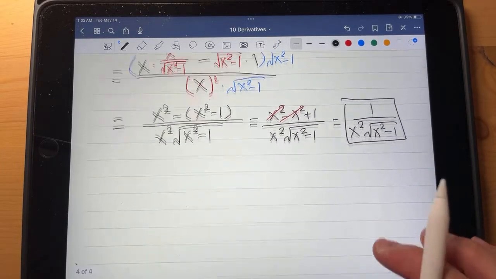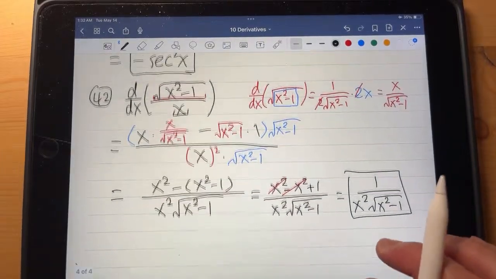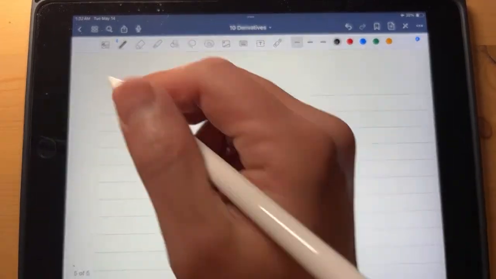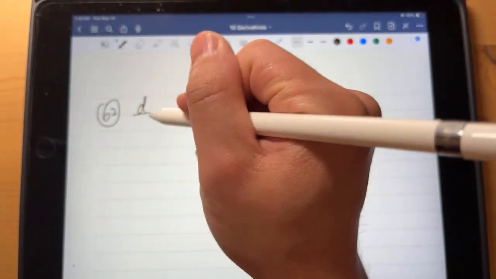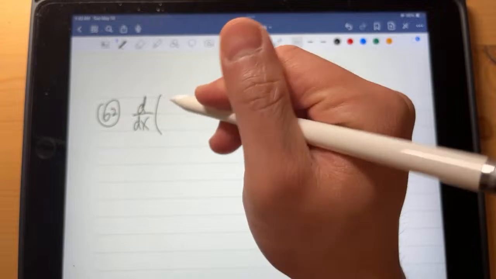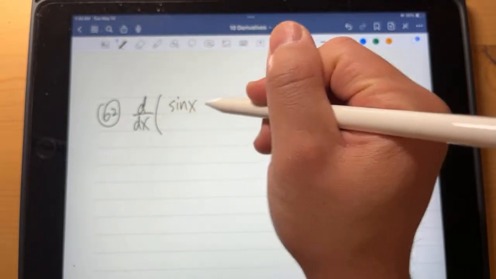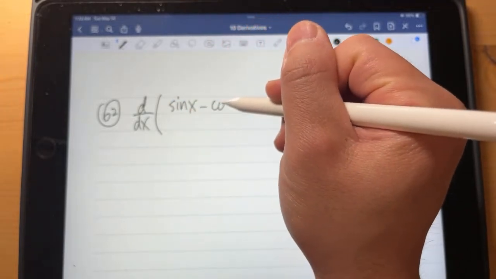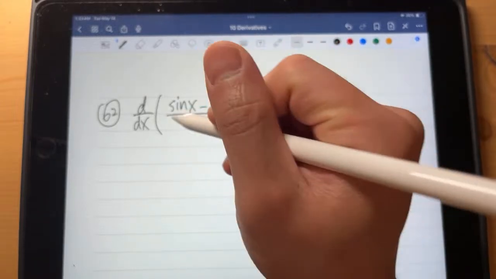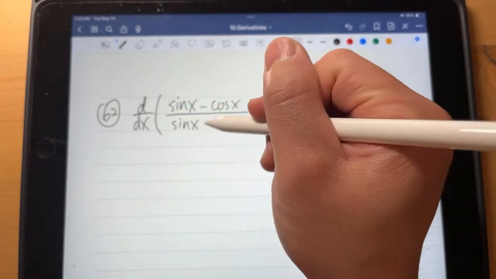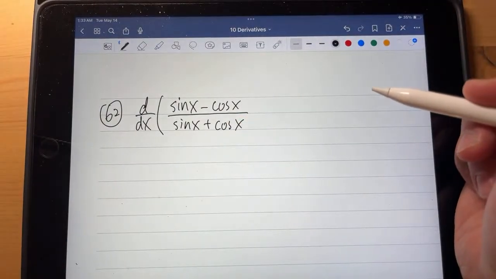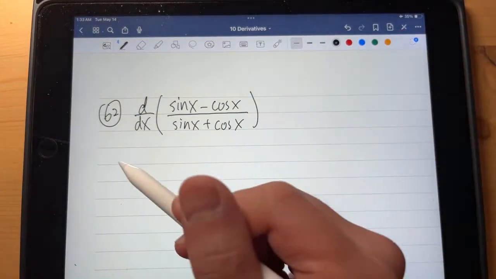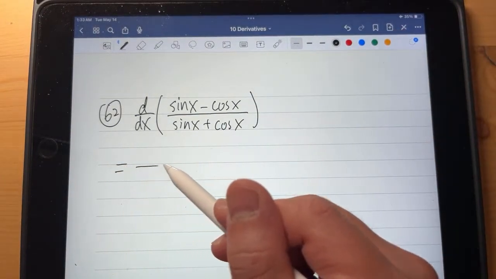That's number 42, and then let's do two more, just two more. So I'll do this right here, number 62. So the dx of sine x minus cosine x over sine x plus cosine x. All right, without further ado, here we go.